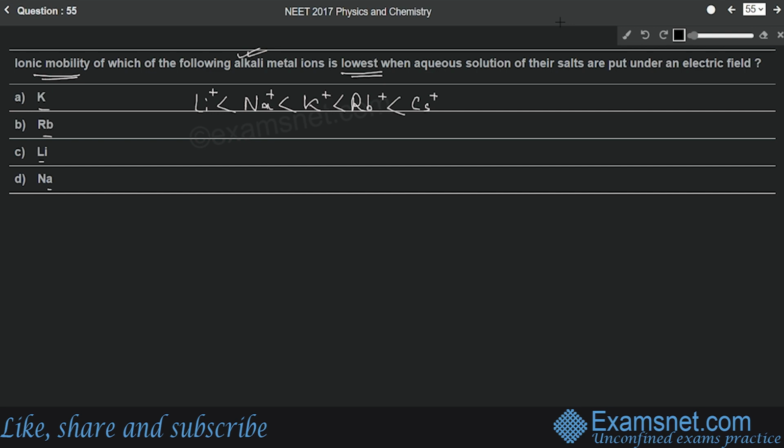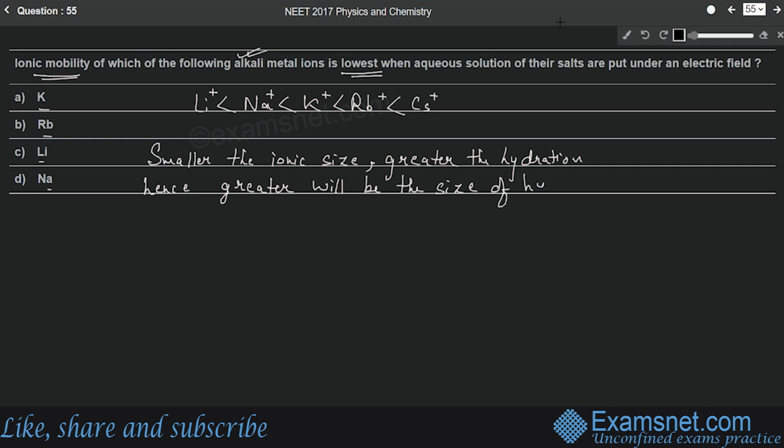Let's write it down here. Smaller the ionic size, greater the hydration. Hence, greater will be the size of hydrated ions, right?